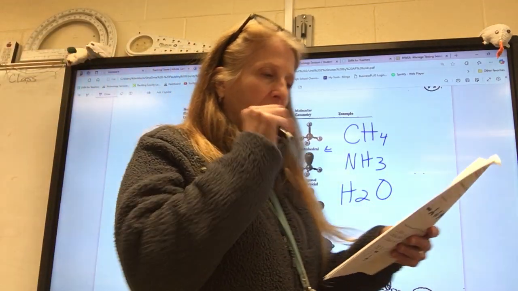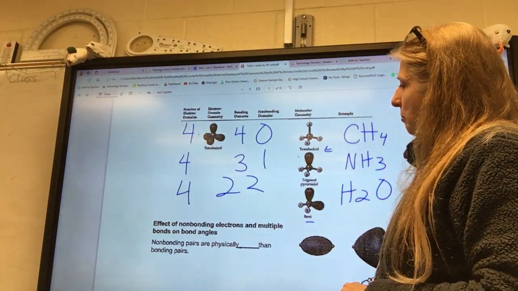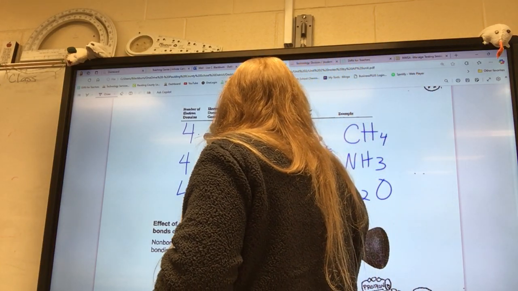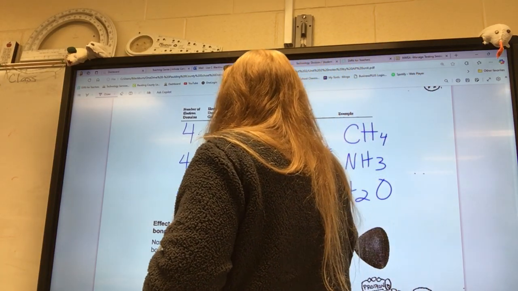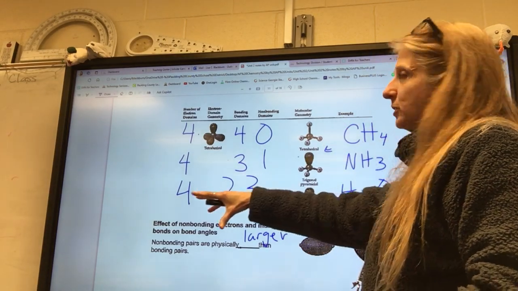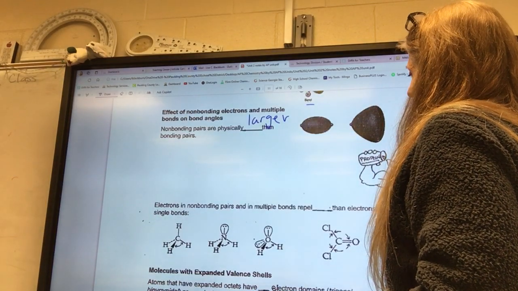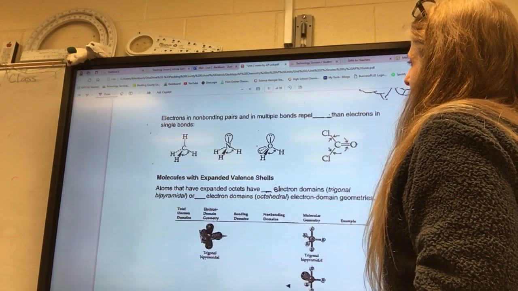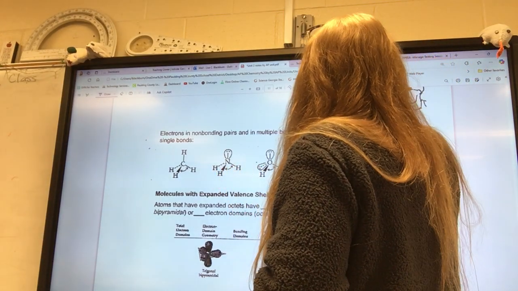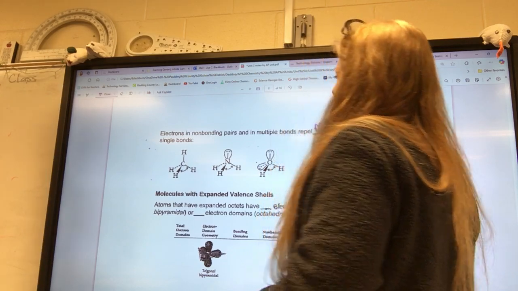Chemistry Legos. Okay. The effect of non-bonding electrons in multiple bonds: non-bonding pairs are physically larger than bonding pairs, and that's why they're big and more negative and they squish those bonds away. That's how you can think of it. Now, electrons in non-bonding pairs and in multiple bonds repel more. So the non-bonding pairs repel more than the single bonds.